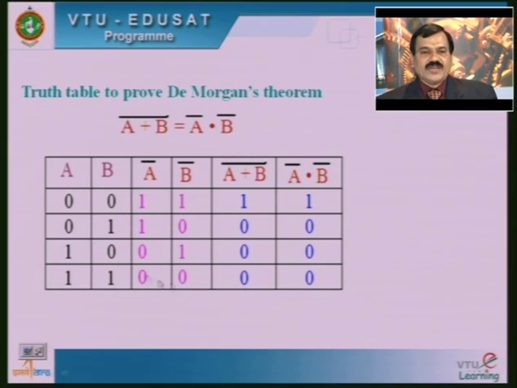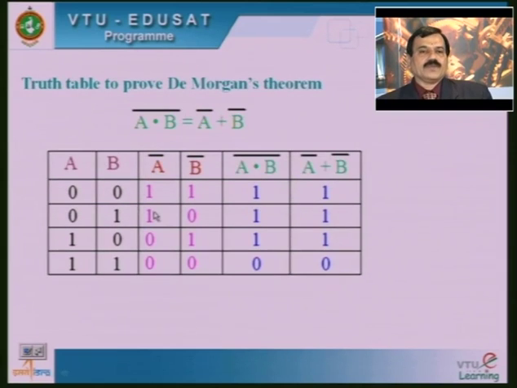This kind of verification is also termed the perfect induction method: the verification of LHS equal to RHS. If you do it with this kind of truth table, then that is treated as verification by the perfect induction method.